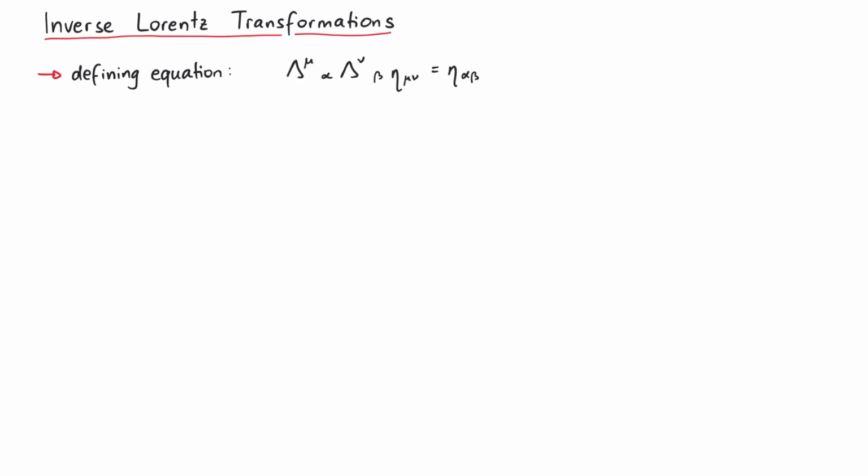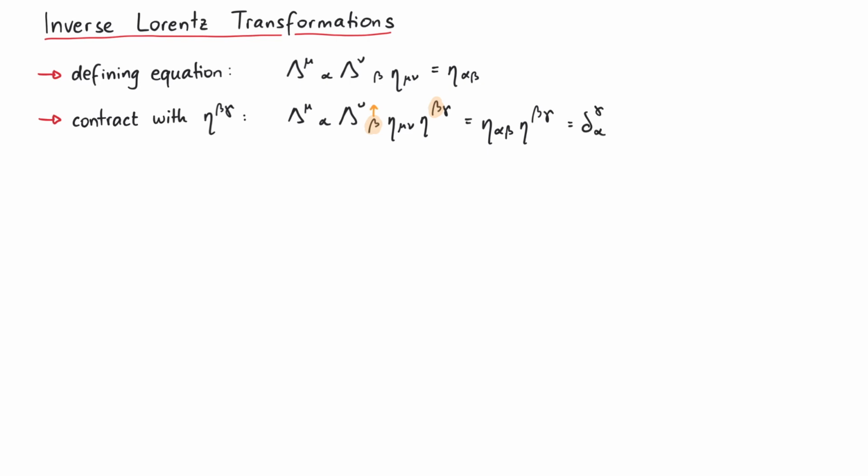If we contract this equation with the inverse metric, eta beta gamma, we can use it to raise this index of lambda here, and on the right-hand side, we get a Kronecker delta. We can then perform the sum over nu, which means we lower this index. What remains is an equation with the usual Lorentz transformation matrix lambda, another lambda with an unusual index position, and a Kronecker delta, which basically represents the identity matrix.